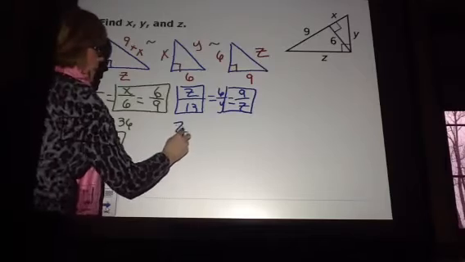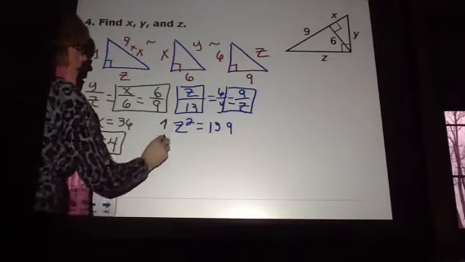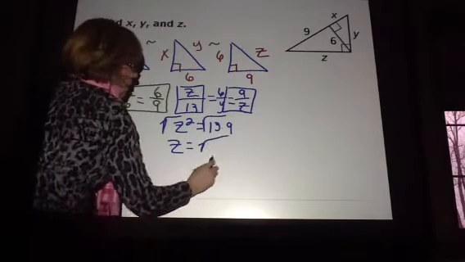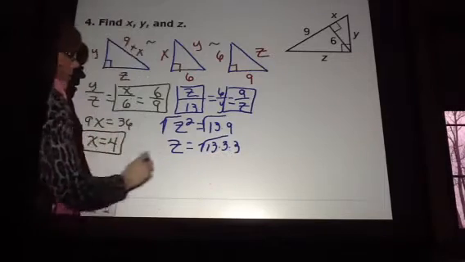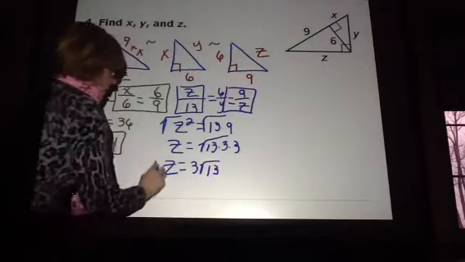Cross product, z squared equals 13 times 9. Take the square root of both sides. So z equals the square root of 13 times 9. Write the factors of 9. So z equals 3 square root of 13.